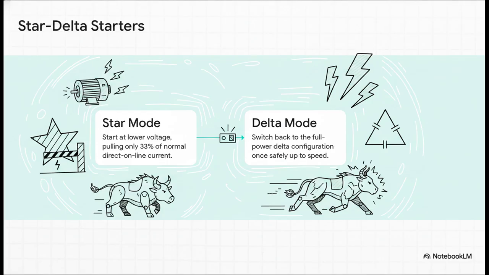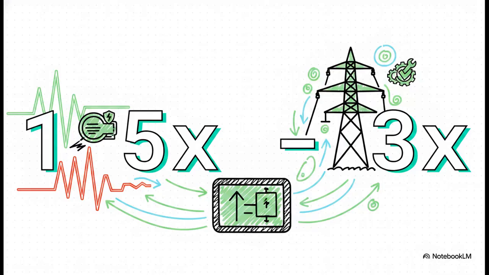So it tames the beast, gets that heavy rotor spinning slowly and safely, and then, once it's up to speed, physical contactors literally click over, switching the wiring back to delta to unleash full power. Pretty brilliant, right? But of course, modern engineering relies heavily on solid-state digital solutions.